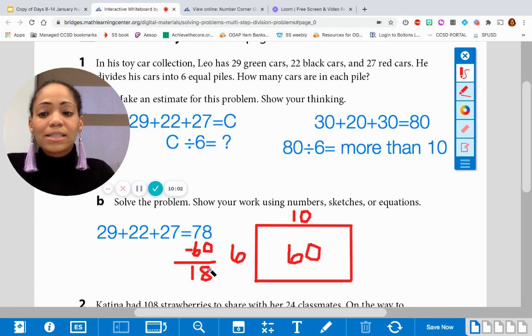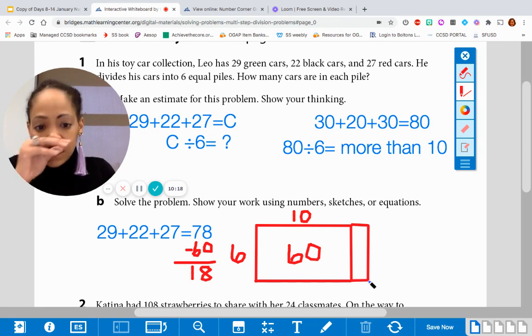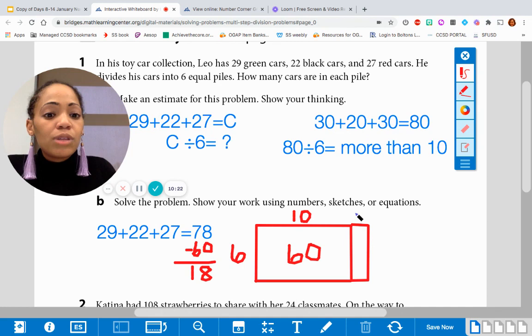So I've got to figure out what times 6 is 18. Do you know? 6 times 3 is 18. So I could add another side length of 3 here and fill that in, and that's 18. If for some reason you didn't know 6 times 3 is 18, but maybe you knew that 6 times 2 was 12, then you still could have added 2, and you would have then needed 6 more, which would give you 3. Okay? Since I know 6 times 3, I'm just going to use 6 times 3. And 60 plus 18 gives me my 78.